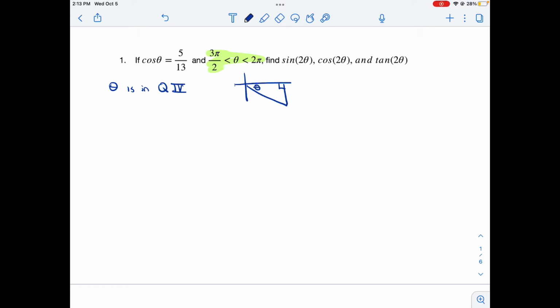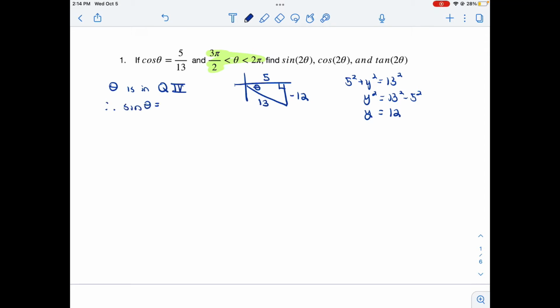And I was given that cosine of theta equals 5 over 13, so that is my adjacent side over my hypotenuse. And I can find my missing side by using right triangle trig. And we can do our Pythagorean theorem here, and we'll solve this, and we'd get that y is equal to 12. Or you could realize that this is one of those Pythagorean triplets that you kind of see show up a little bit. Now notice I don't label the side 12, but I label it negative 12 because I'm in quadrant 4 and my y is negative.